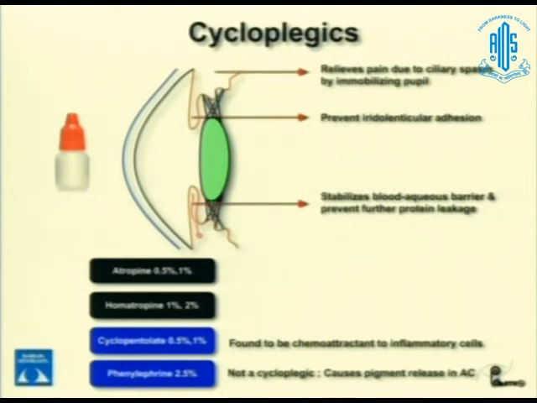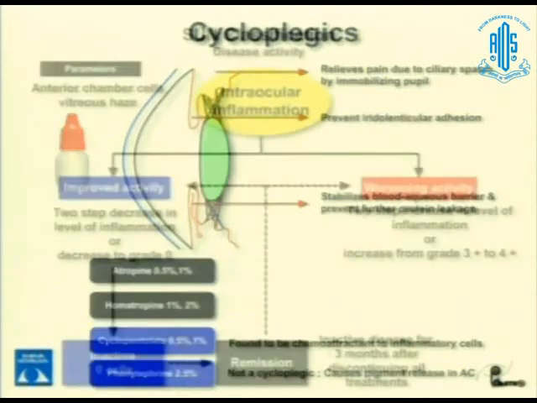And once again, phenylephrine is not a cycloplegic and it causes pigment release in the anterior chamber. So sometimes after dilatation with phenylephrine, some patients will have pigments floating in the anterior chamber and you can mistake it as a case of uveitis. So phenylephrines are not used in the treatment of uveitis.